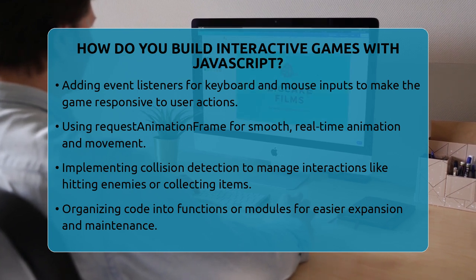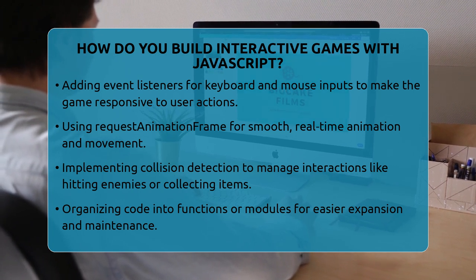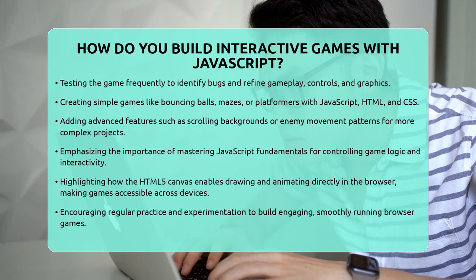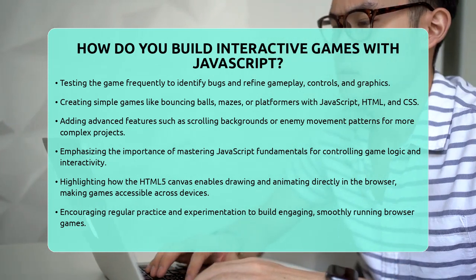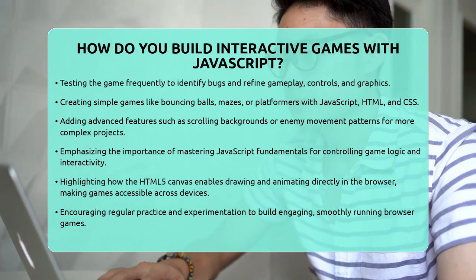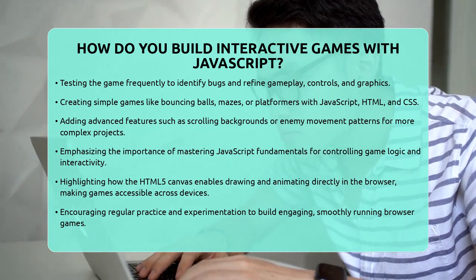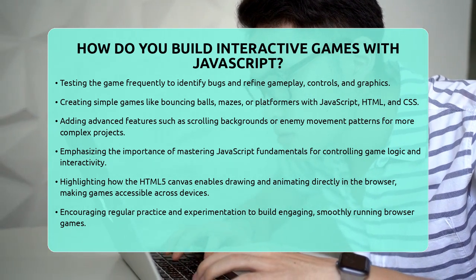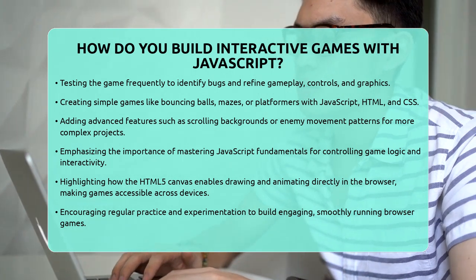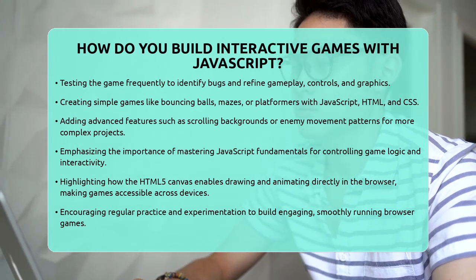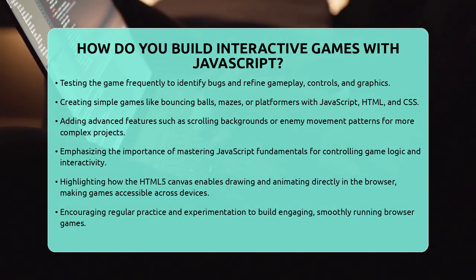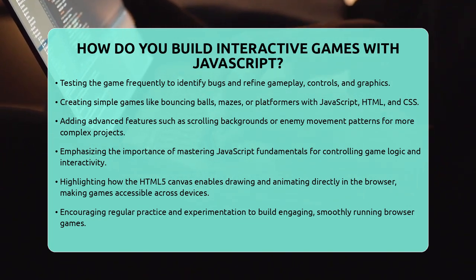Finally, test your game often. Play it to find bugs and see how it feels. Adjust controls, speeds, or graphics as needed. You can build simple games like a bouncing ball, a maze, or a jumping platformer with just JavaScript, HTML, and CSS. For more advanced projects, add features like scrolling backgrounds or enemy movement patterns.